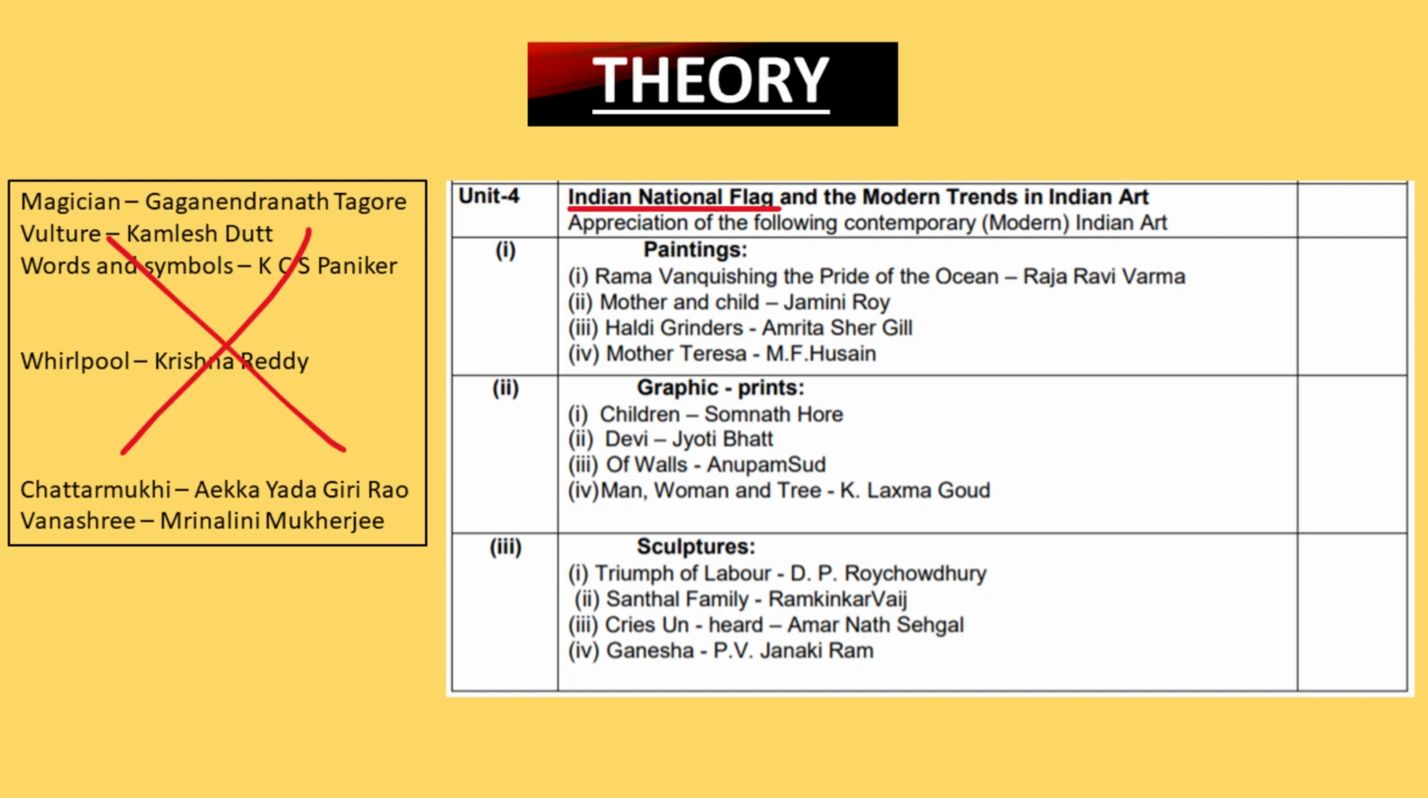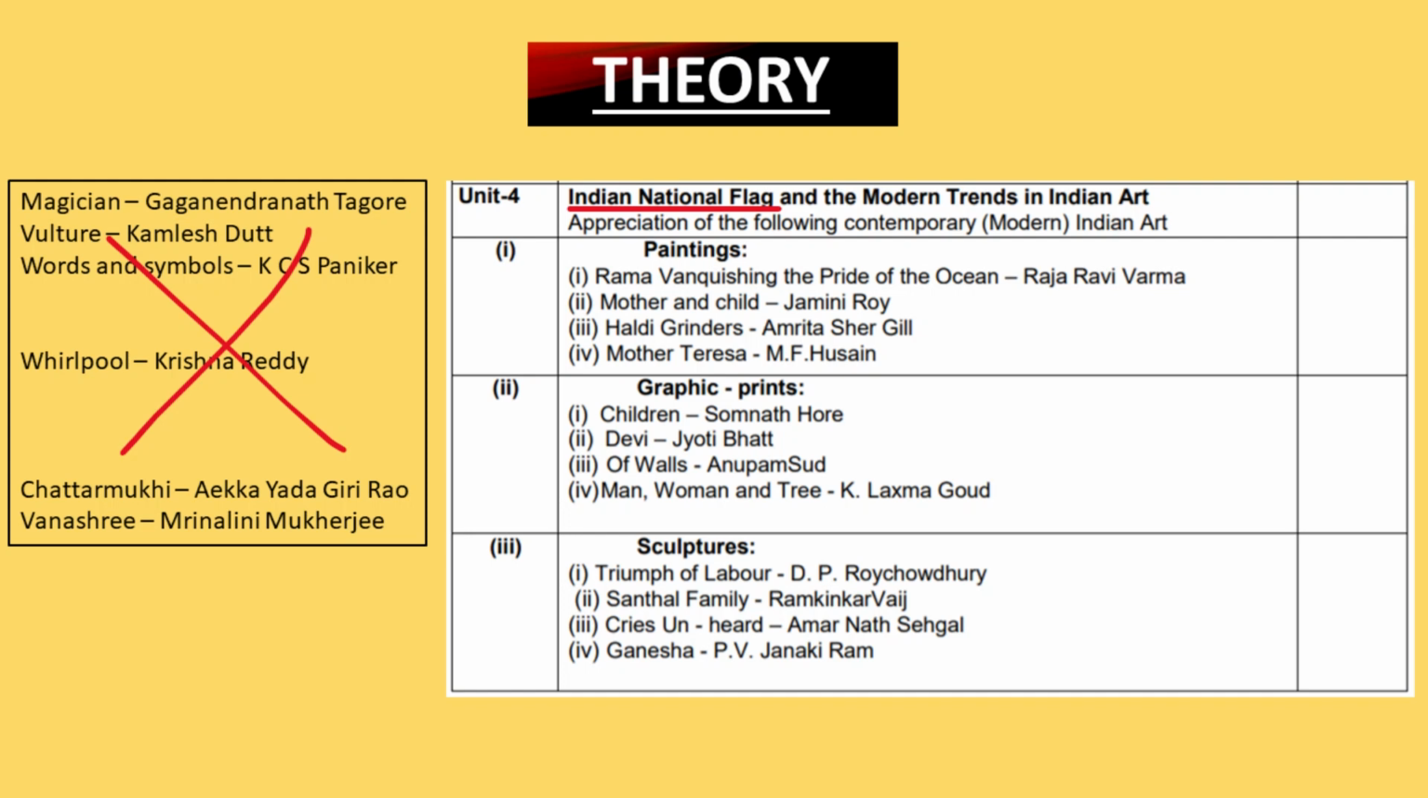Now what is the satisfying part? Look at the left. These things are no longer there. So first, Magician by Gaganendra Nath Tagore is gone. Vulture by Kamlesh Dutt is gone. Words and Symbols by K.C.S. Panikkar is no longer there. Then Whirlpool, which is a print by Krishna Reddy, is no longer there. And two sculptures, that is Chaturmukhi by Akkiyadagiri Rao and Vanashri by Mrinalini Mukherjee. You can cross them out of the syllabus. You don't have to read them anymore.